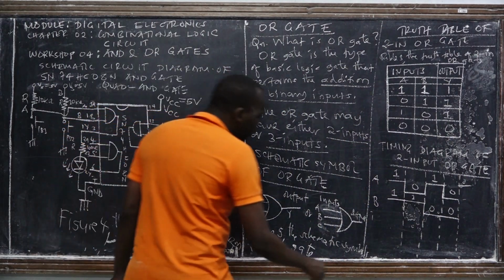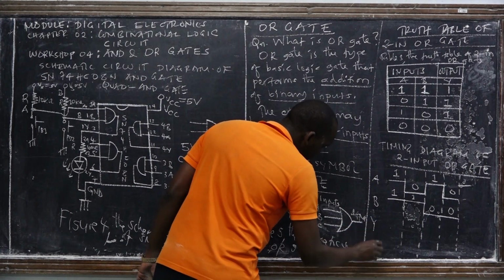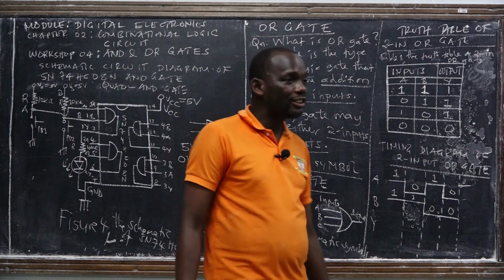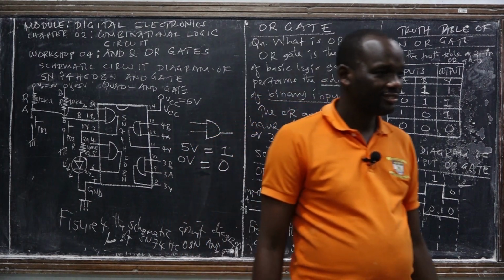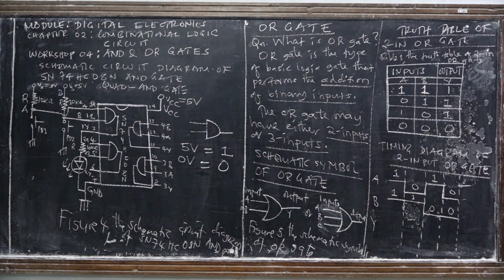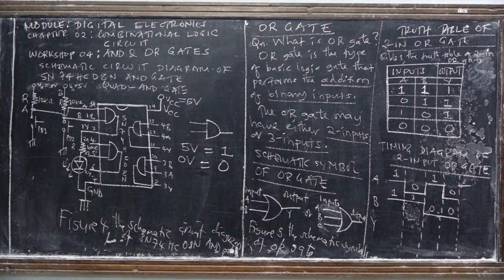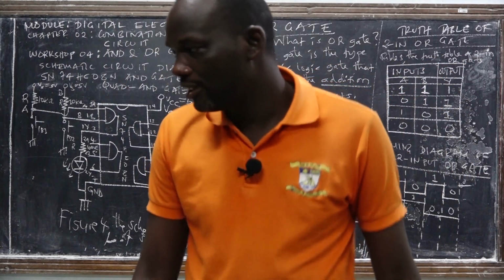So now we are going to do the OR. Perform the OR, the addition. 1 plus 1. 1 plus 1 is what? In decimal, 1 plus 1 is 2. But in digital, 1 plus 1 is what? 1. We have a remainder of what? 1.